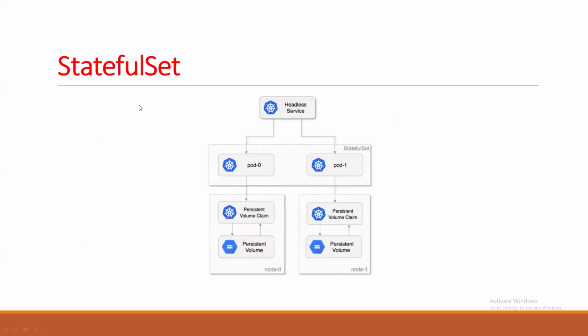A StatefulSet works with a headless service. So pod 0, pod 1. Each pod has its own persistent volume and persistent volume claim, PVC. This volume is on node 0 and this volume is on node 1, and this pod is created under node 0 and this pod is created under node 1. With a StatefulSet, the pods are created in sequential order.